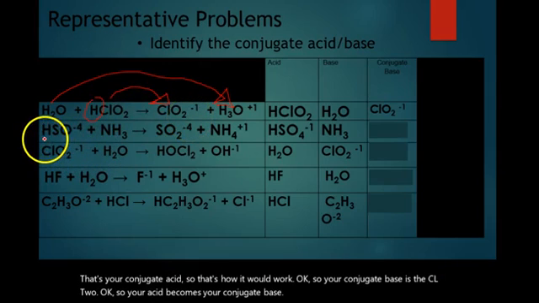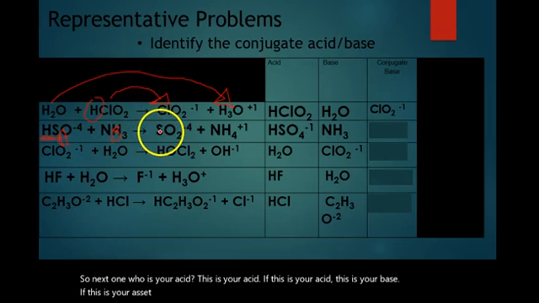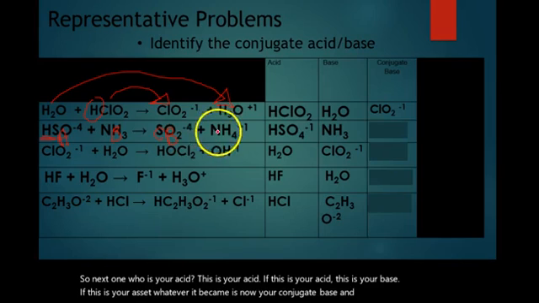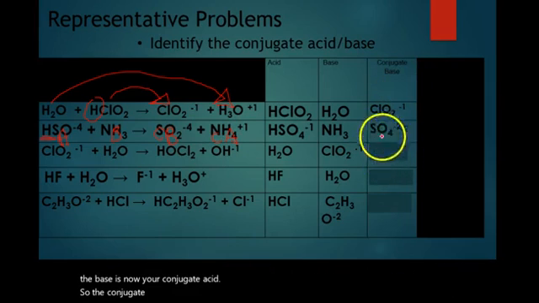So next one, who is your acid? This is your acid. If this is your acid, this is your base. If this is your acid, whatever it became is now your conjugate base. And whatever used to be the base is now your conjugate acid. So the conjugate base here is your SO4 minus 2.